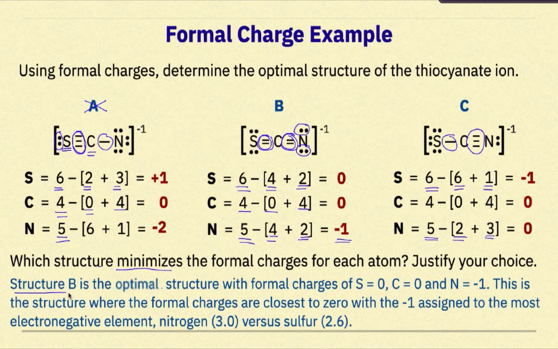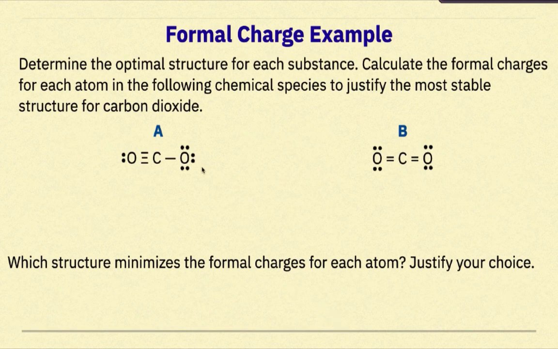So structure B is the optimal structure with formal charges of S equaling 0, carbon equaling 0, and nitrogen equaling -1. This is the structure where the formal charges are closest to 0, with the -1 assigned to the most electronegative element, where nitrogen has an electronegativity of 3 versus sulfur, which has an electronegativity of 2.6. That is why B is a better option. Let's look at another example.